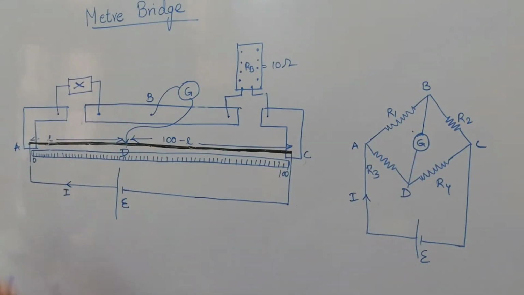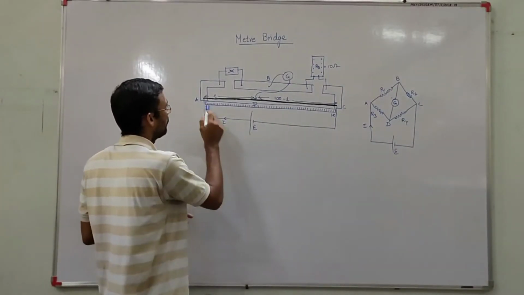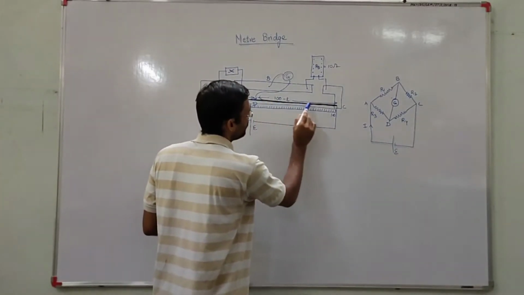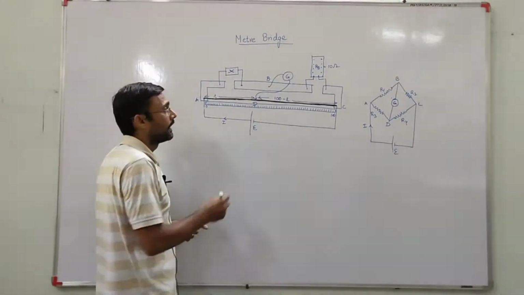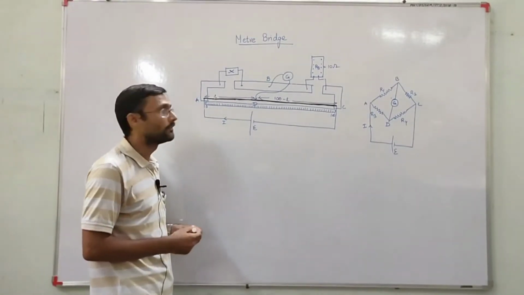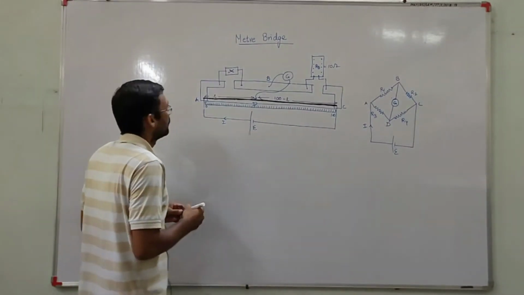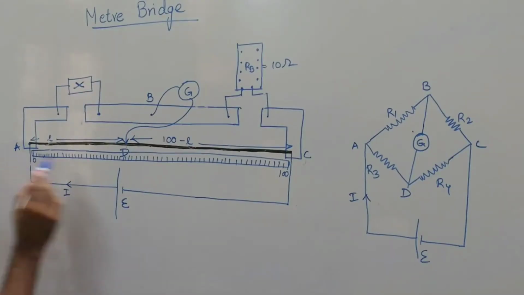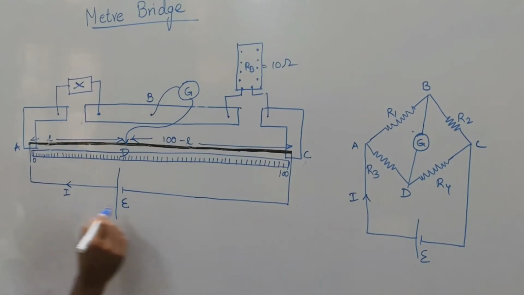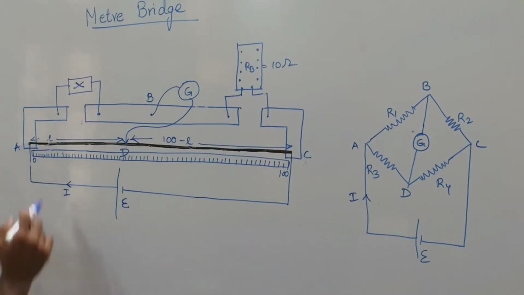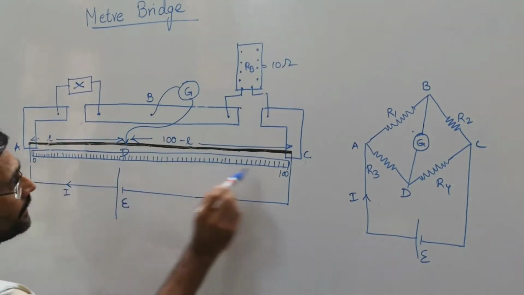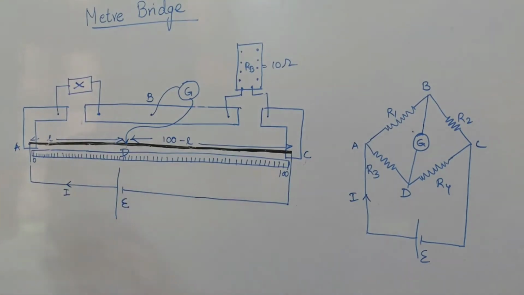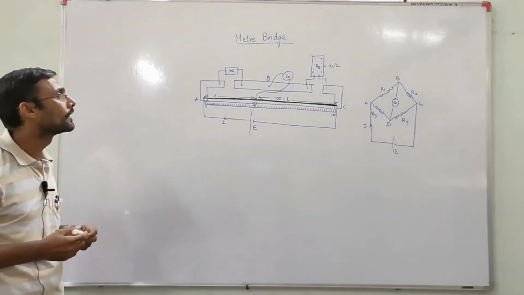Instead of R3 and R4 in this circuit, we have taken a 100 centimeter wire, that is a meter wire of 100 centimeter, having a uniform cross sectional area. Between A and C, we have connected a battery for supplying an EMF to the circuit. There is a scale of 0 to 100 centimeter which is placed near the meter wire.